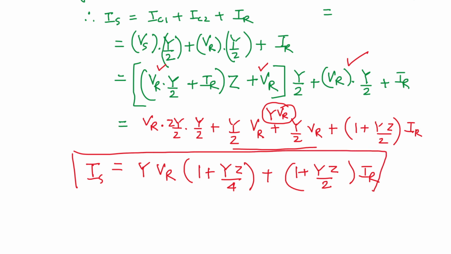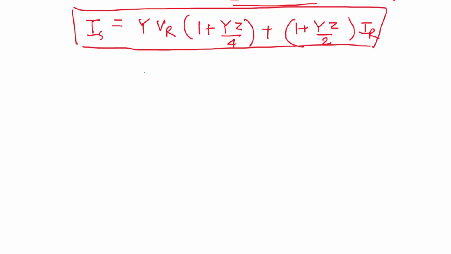So now if you compare, it can be understood that C is equal to Y into 1 plus YZ by 4 and D is equal to 1 plus YZ by 2.